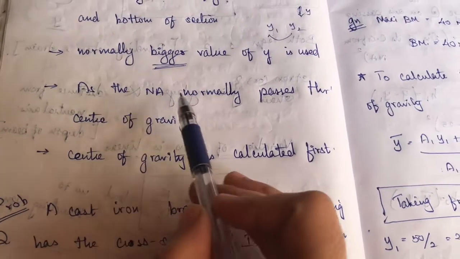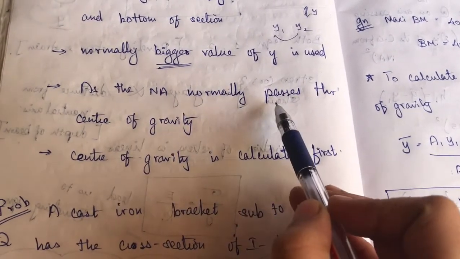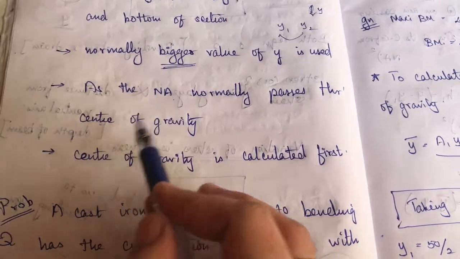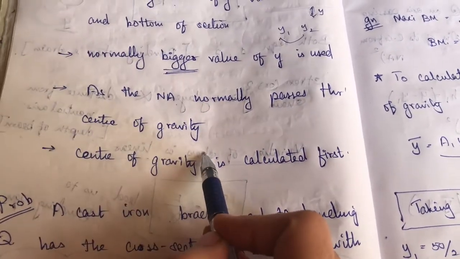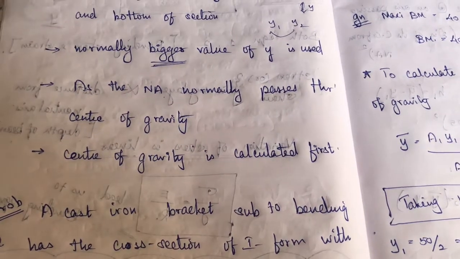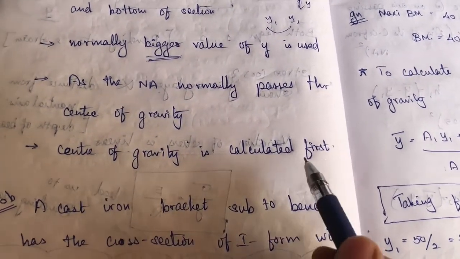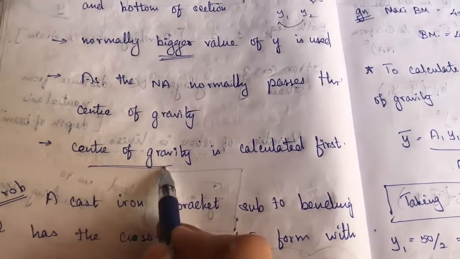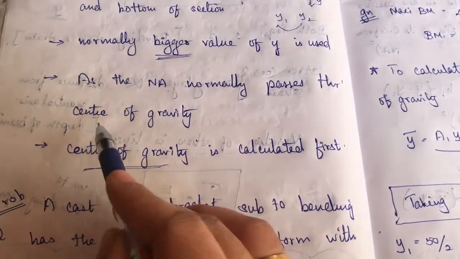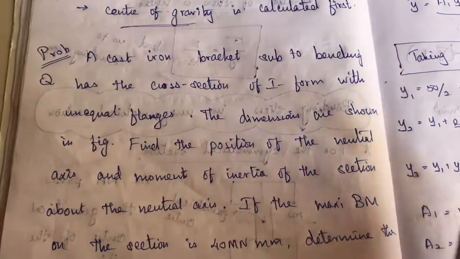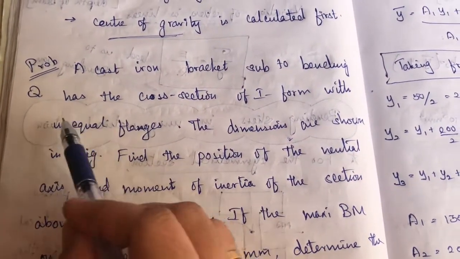Okay, as the neutral axis normally passes through the center of gravity, but not the geometrical center. The center of gravity is calculated first. So first we need to find the center of gravity because the neutral axis passes through the center of gravity. Okay, let me explain this in a sum.